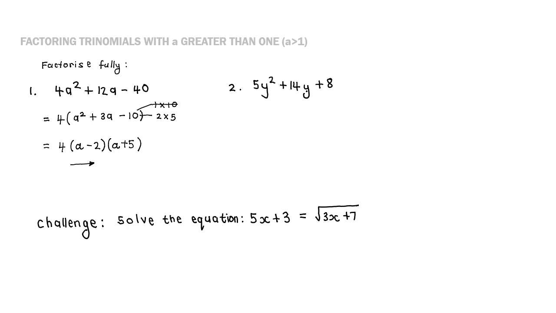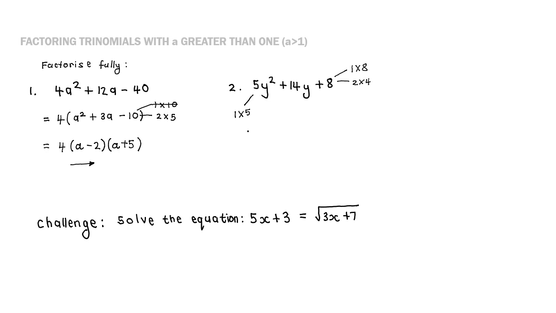For the second example, like I said, there is no common factor to pull out. So unfortunately, we're going to have to look at the factors of 5. Luckily for us, 5 is a prime number, so it factorizes nicely into 1 times 5 and nothing else. And the factors of 8 we saw yesterday are 1 times 8 and 2 times 4.